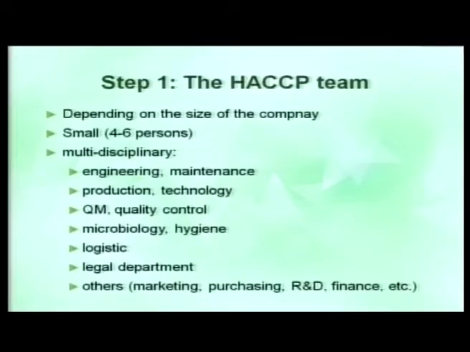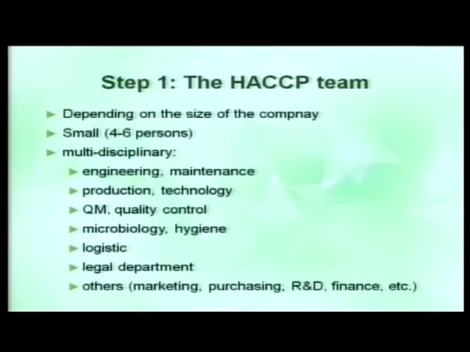Now we will understand in detail each step, so that we can implement them in our industries. We can understand and we can go back and help the industries to implement it. Number 1 is the HACCP team. The size of the HACCP team depends upon the size of the organization. So it can be 4, it can be 6, it can be 2, it can be 3. There are no set defined limits.